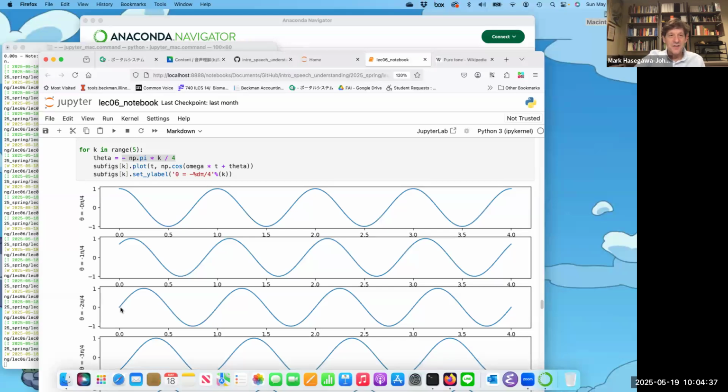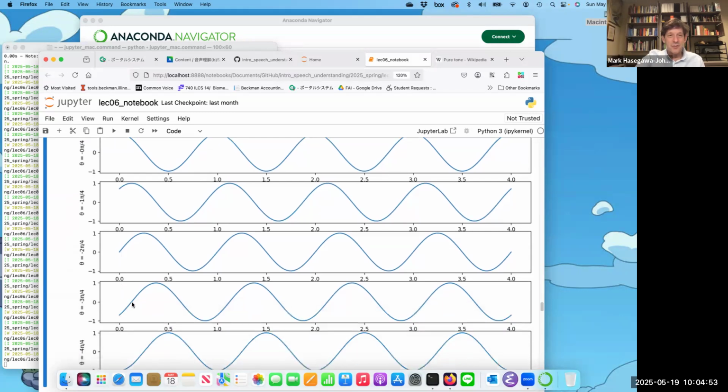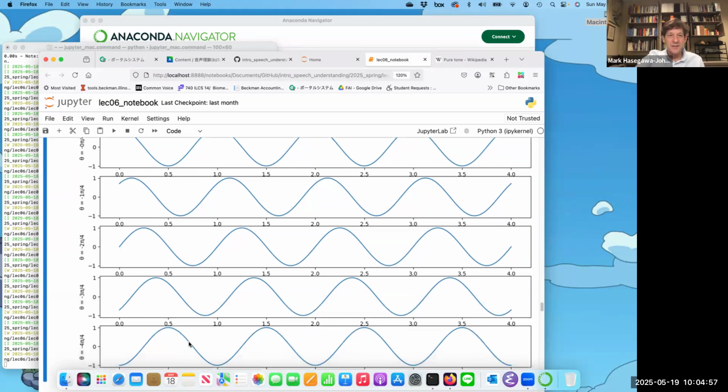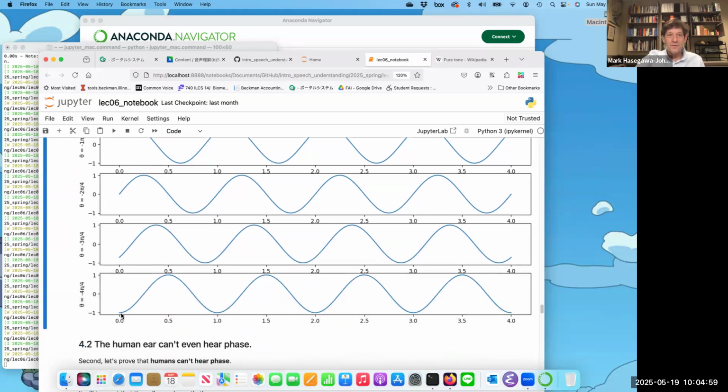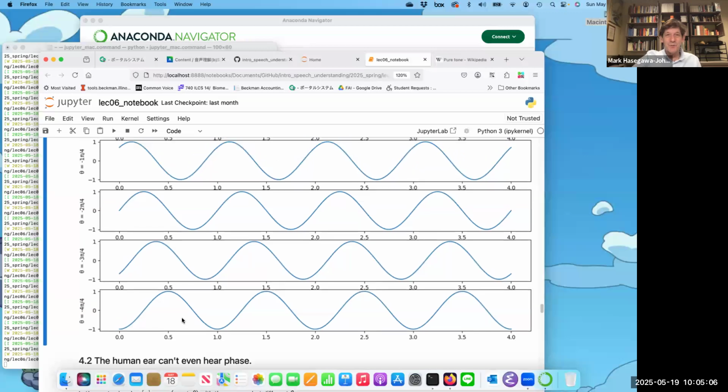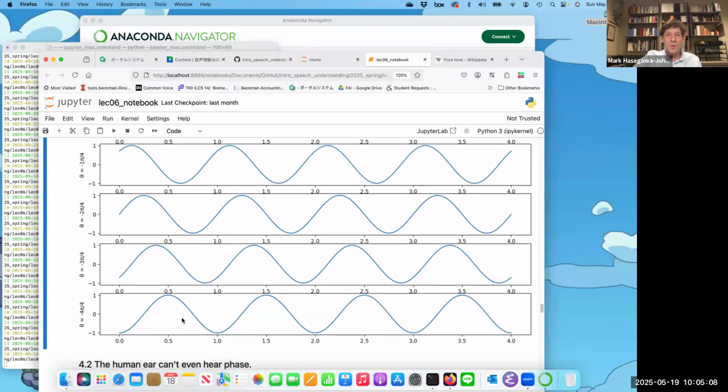At pi over 2 phase shift, what I'm doing here is I'm just adding that angle minus pi over 2, but it turns it into a sine wave, right? It's just shifting the entire thing over to the right by that many radians. At 3 pi over 4, it's halfway between a sine wave and a negative cosine. And at 4 pi over 4 phase shift, it turns it into a negative cosine. So it's just shifting it in time, and by shifting it in time, we're just kind of shifting the whole thing over.